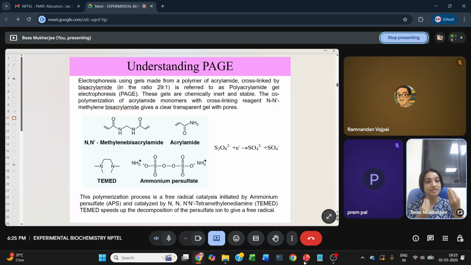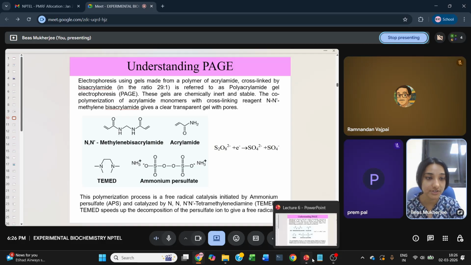Now two more components are introduced in this slide. They are TEMED and APS. APS is ammonium persulfate. So what is happening? The polymerization of acrylamide and bisacrylamide is a free radical catalysis process. It is initiated by APS and catalyzed by TEMED. TEMED speeds up the reaction, but even without TEMED this reaction is possible, though it will take a lot of hours. TEMED speeds up the decomposition of the persulfate ion to give a free radical. The reaction is shown here for your reference.